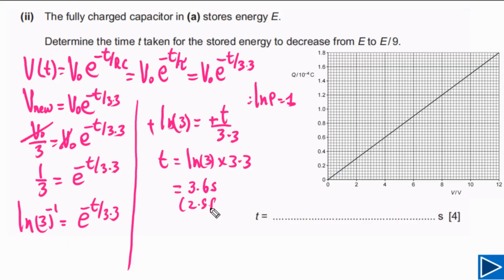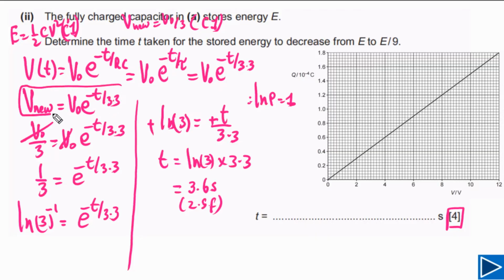So if you have done this working, you will get 4 marks for this question. The first mark is if you have used the relationship E is equal to 1/2 C V square, you will get 1 mark. So this is 1 C mark. And the second mark you will get if you have got the relationship that V new is equal to V naught by 3. So this is another C mark you will get. And the third C mark you will get if you have used this formula. And the fourth mark you will get if you have got the right answer. So this is how you will get these 4 marks.